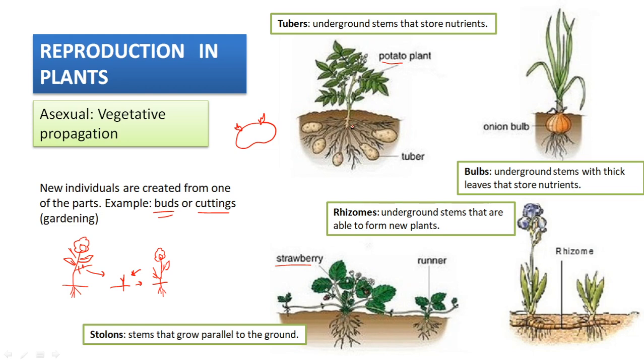Right? So the next one are bulbs. Bulbs are underground stems that can store nutrients similar to tubers, but the most recognizable characteristic are their leaves or layers. The examples are onions or garlic. Onions, if you go to the kitchen, you can see that onions are made of a lot of layers.